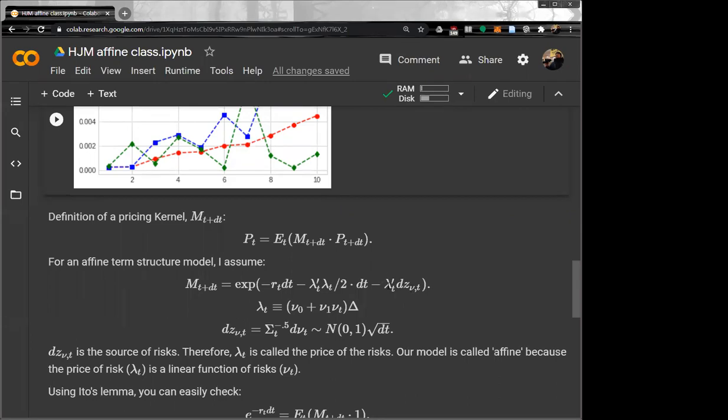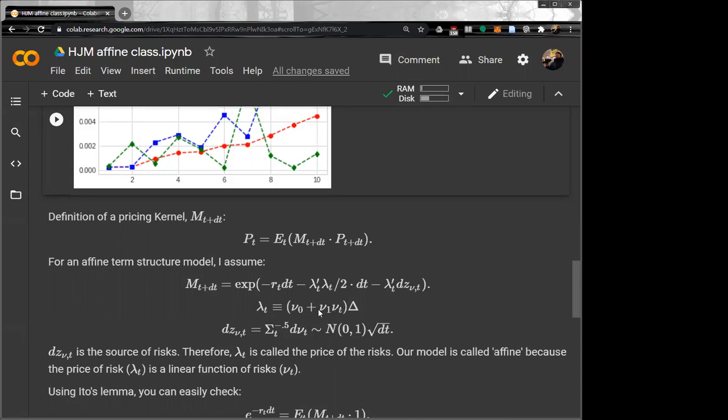Here, this part is important. Here, lambda_t is called the price of the risk. And then dz is Brownian motion, called the source of the risk. And then in the affine term structure model, we model lambda as nu_0 plus nu_1 multiplied by some random variable nu_t.